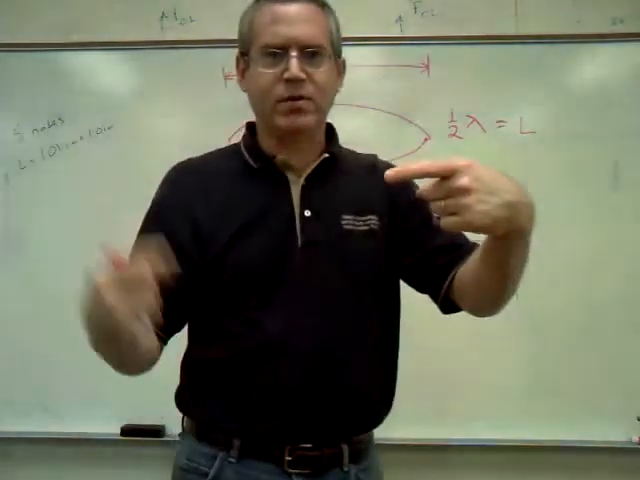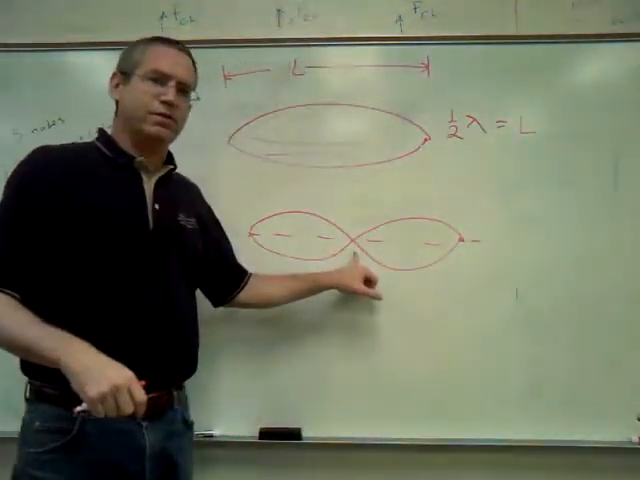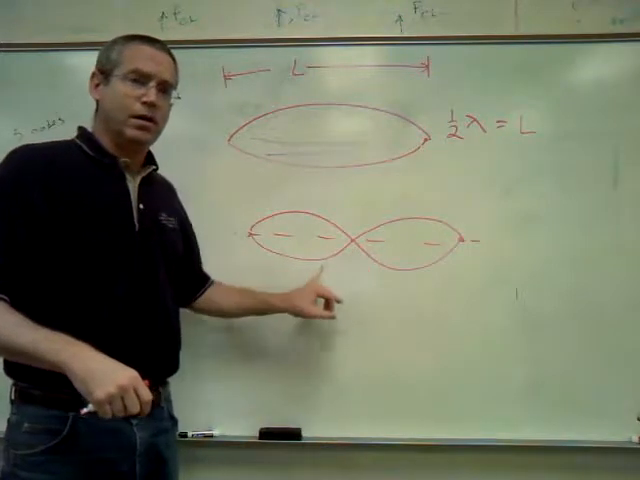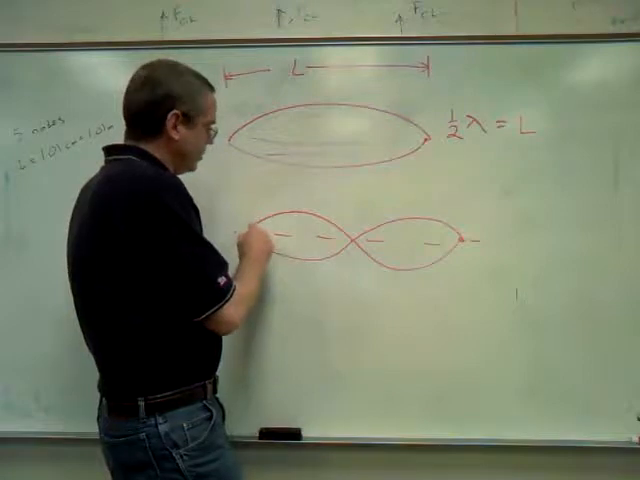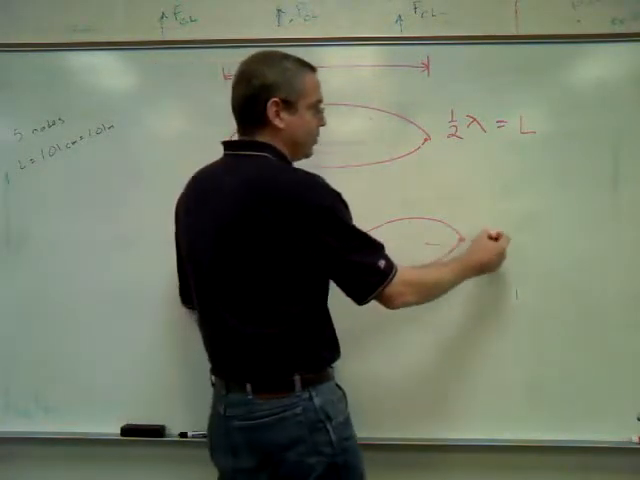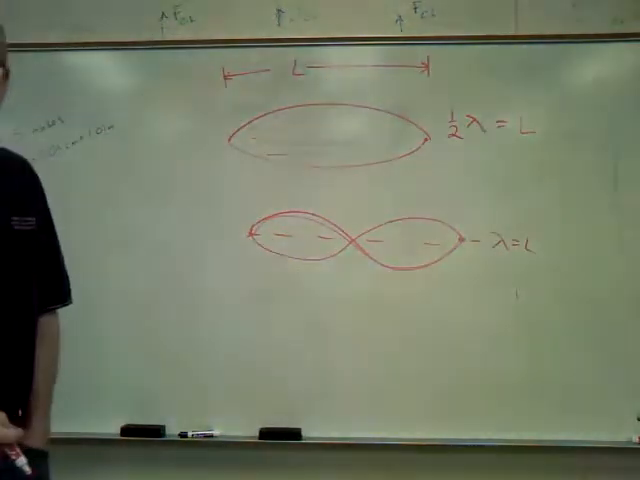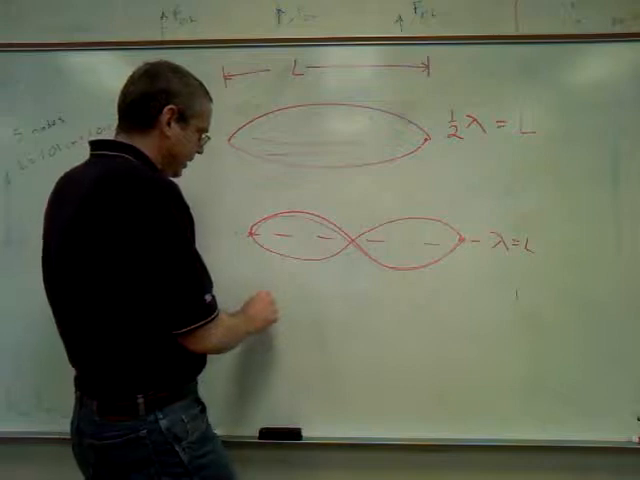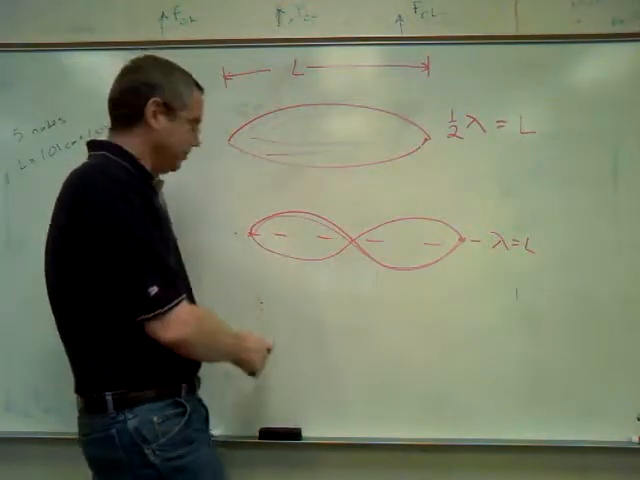I got waves coming this way, the reflection's coming back, there's interference, complete destructive interference at the node, complete constructive at the antinode. And what we have here is basically, that's a full wavelength right here. So the wavelength is equal to whatever the distance between those outer nodes is. The next harmonic, well, I have two nodes here, three nodes here, I have four nodes here.